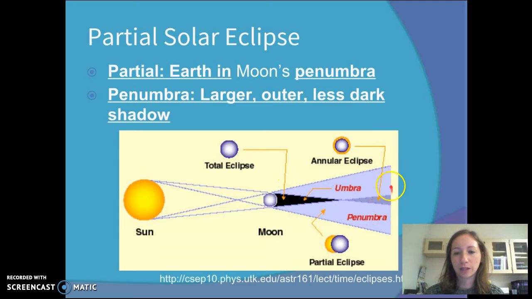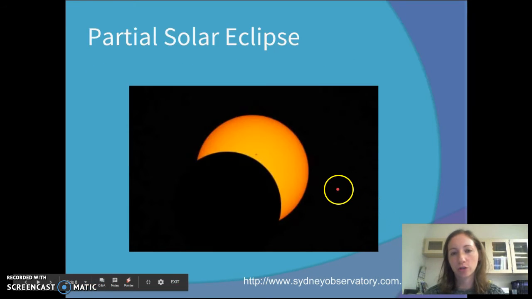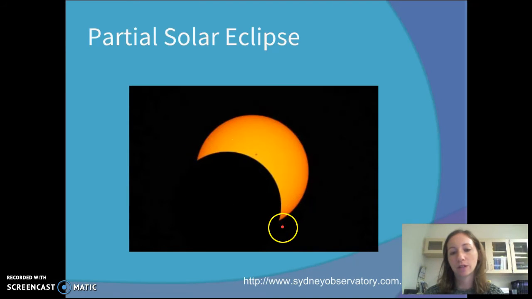The penumbra tends to be larger, wider, but it's also less dark when it hits the Earth. So during a solar eclipse, more people will be within the partial solar eclipse area, the penumbra. Very few people will be inside the umbra and see the total solar eclipse. And this would be an example of a partial solar eclipse. So if you were in the penumbra, you might see something like this. Part of the sun is blocked out, not all of it.